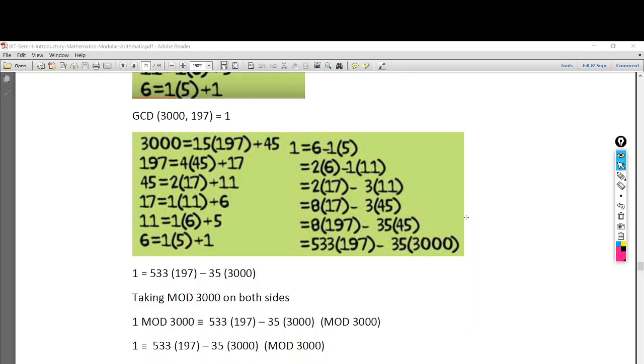Right, now let's do a clever thing. So now we have got this as an arithmetic formula. Now we are going to take mod 3000 on both sides. If two numbers are equal, their mods are also going to be the same. So that means 1 mod 3000 equals this number mod 3000. So from here you get this one.